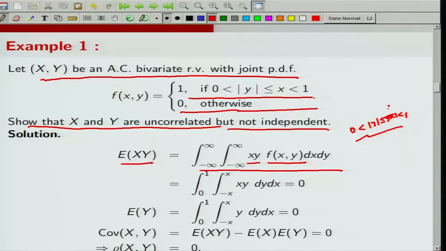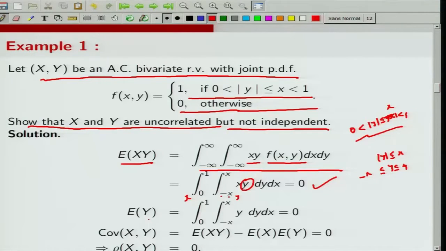There is x over here. So, x as a free variable can go from 0 to 1. Now, for a fixed x, y is such that mod of y is less than or equal to x. So, that means y is between minus x to x. So, for a fixed x, y can go from minus x to x. So, that is good. And because of this integral from minus x to x, and y being an odd function, this would be 0. So, expected value of x y turns out to be 0.